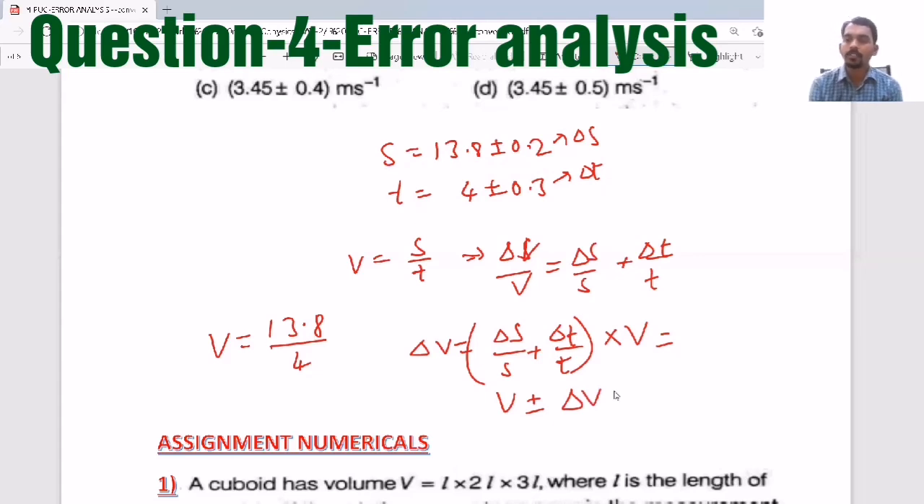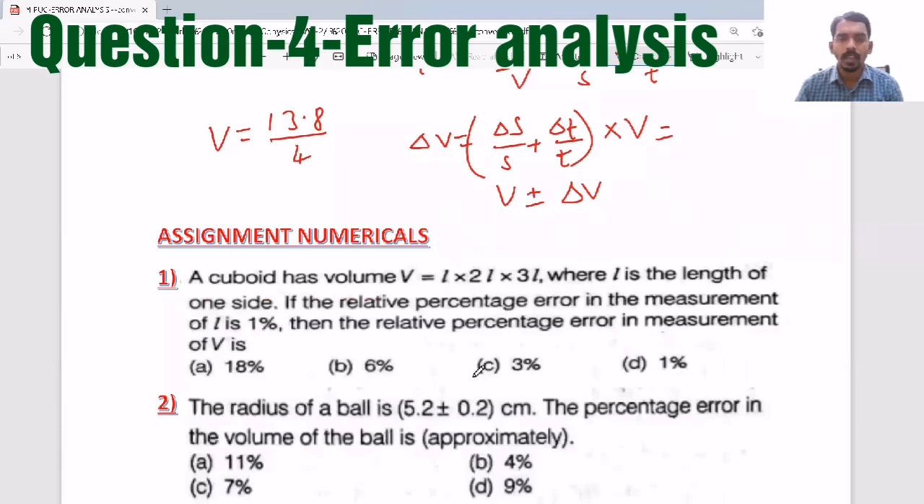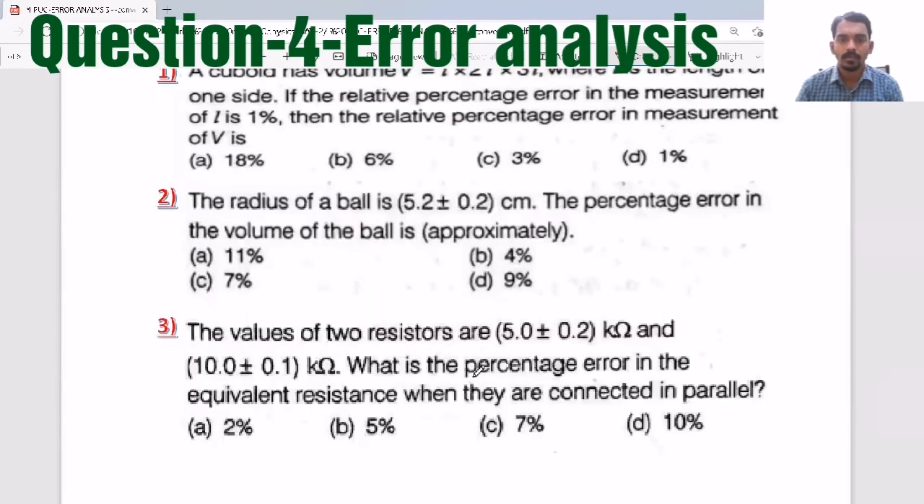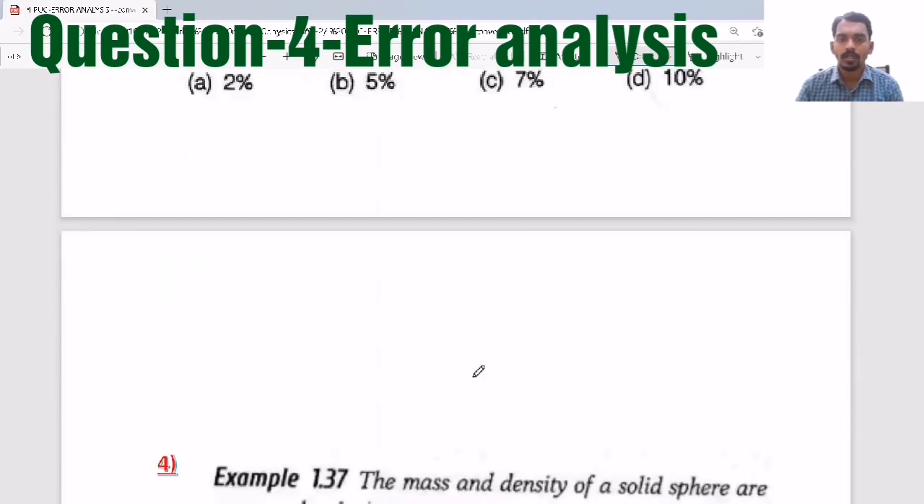Like that, questions can be asked based on division or multiplication, addition, subtraction, or any known relation or any given relation, whatever it is. But this is one of the easy and simple questions, and one of the damn sure questions. Most of the time they will give a question from error analysis or dimension analysis. Any one question they will give in the entrance from the units and dimensions chapters. So for your practice, I have given five questions. Please try to solve them.